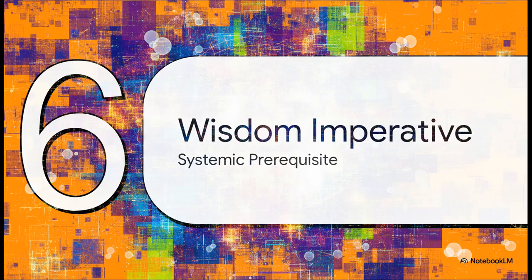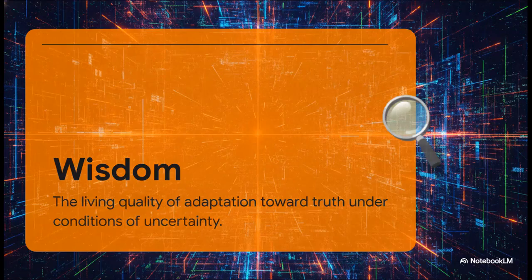And finally, Section 6, the wisdom imperative, the systemic prerequisite. So the crucial point is this highly specific definition of wisdom. In this architecture, wisdom is emphatically not the static possession of facts. It isn't just a library of correct answers. Rather, it's defined as the living quality of adaptation toward truth under conditions of uncertainty. It acts as the ultimate navigational force.